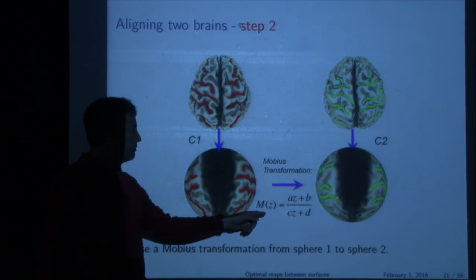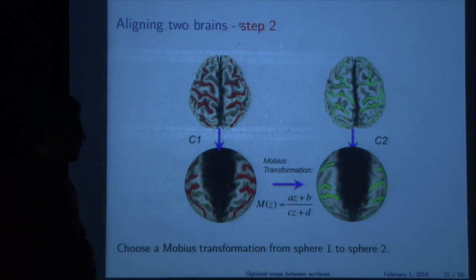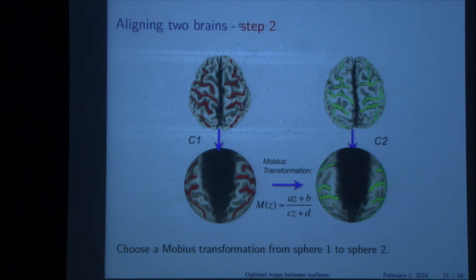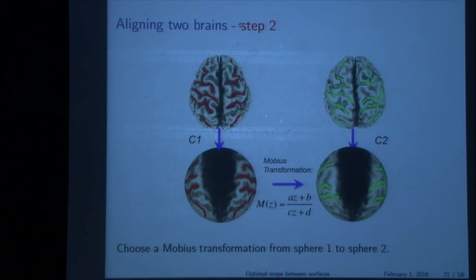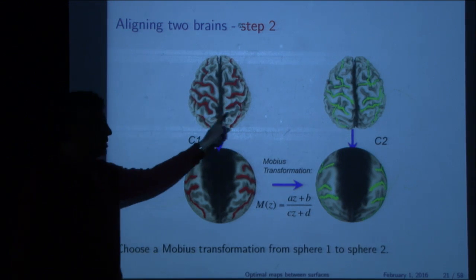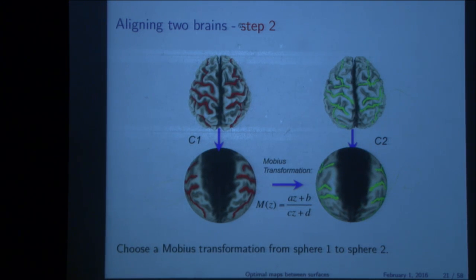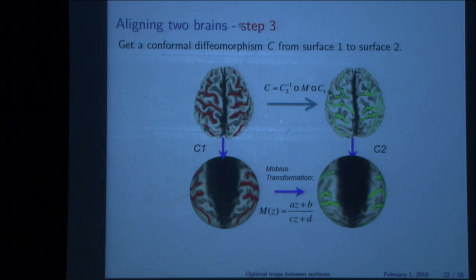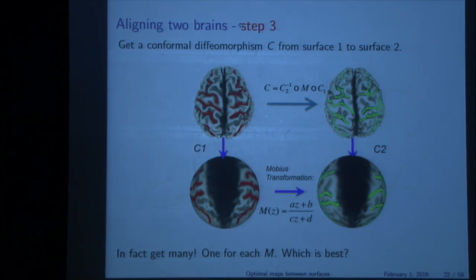And so we have a choice here. Well, here we had a choice as well, but it doesn't matter what we chose. But here we can reduce the choice of maps from surface 1 to surface 2 to how we choose this Mobius transformation. There's this 6-dimensional family of Mobius transformations. And together they give all the conformal maps from this surface to that surface. So our problem is which Mobius transformation gives the best map from surface C1 to surface C2.